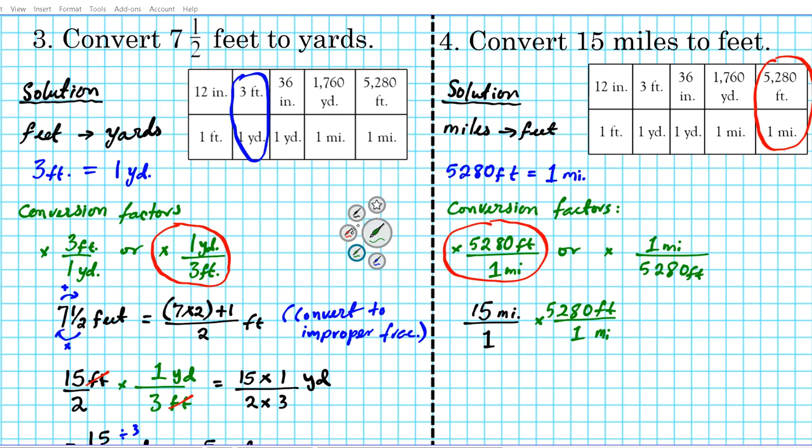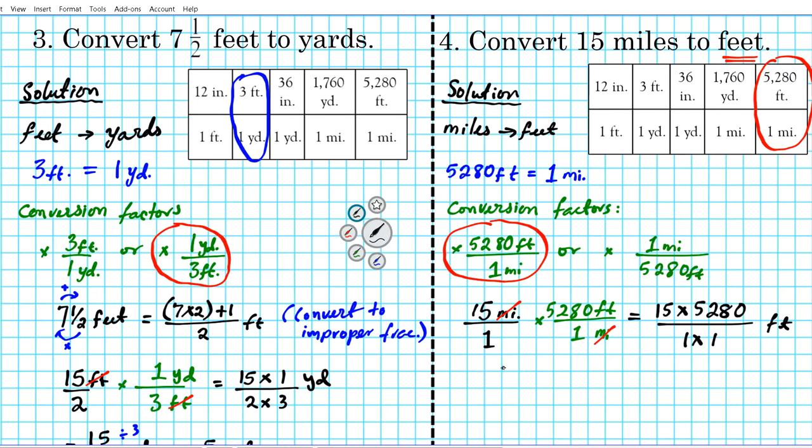All right, so how do we know we're set up well? Let's see what cancellation happens and what's left. Notice the miles are gone and we're left with feet. That's exactly what the problem wants us to find. It wants us to change miles to feet. Okay, so we're going to go ahead and multiply across horizontally. So we're going to have 15 times 5,280 over 1 times 1. The remaining unit here is just feet.